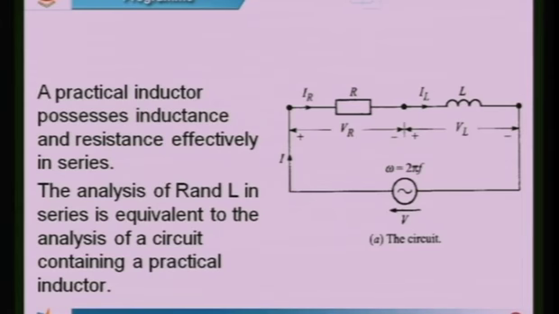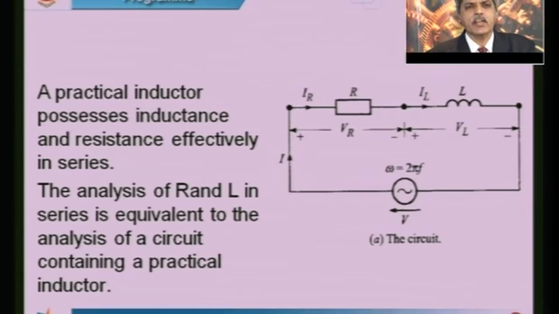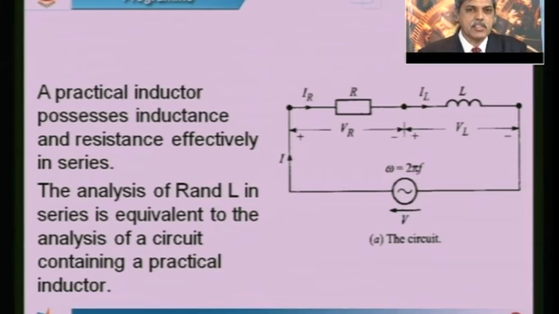A simple example for a series RL circuit, that is a resistor-inductor circuit, is a practical inductor. In the formation of an inductor, we take a straight conductor and wind it in the form of a coil, or a straight conductor can also have an inductance when it is carrying an alternating current. Along with resistance, it will have an inductance. So a practical inductor, we can say, possesses inductance and resistance in series. Analysis of R and L in series is equivalent to analysis of a circuit containing a practical inductor.